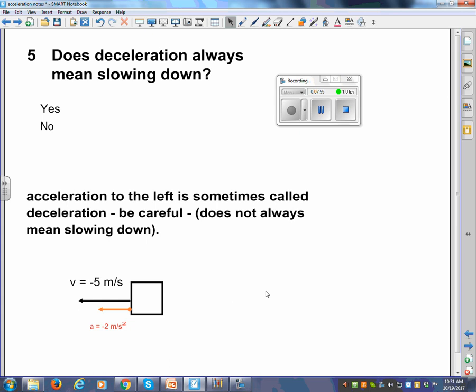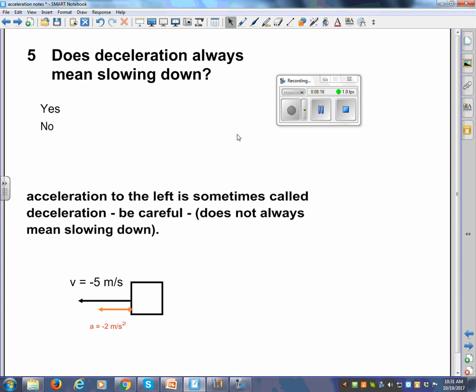Let me start over here on the right, your right. I'm starting over here and I'm going to my left at 5 meters a second, and then I speed up, my acceleration is this way, but I'm speeding up, aren't I? Right? So, when the velocity and acceleration are both in the same direction, then you're speeding up.